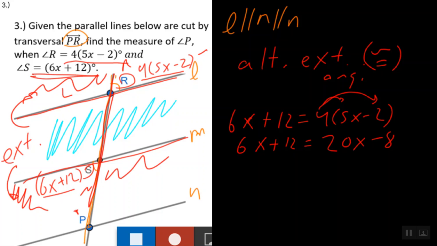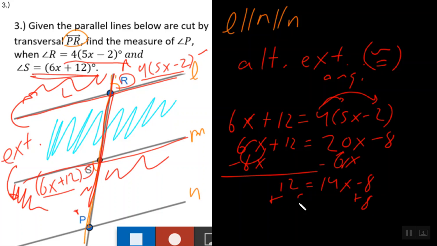Now from here, if we want to get the x's by themselves, we can subtract 6x from both sides. When we do that, we get 12 is equal to 14x minus 8. And of course, to get the x by itself, we get rid of our subtraction by adding. And 12 plus 8 is 20, which is equal to 14x.